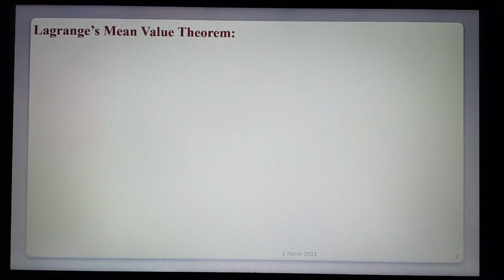Hi students, today we are learning the second theorem, Lagrange's mean value theorem. The first theorem, Rolle's theorem, was completed in the previous lecture. In this lecture we are discussing the statement of Lagrange's theorem, the verification of Lagrange's theorem, and also the geometrical interpretation of the theorem. First of all, see the statement.